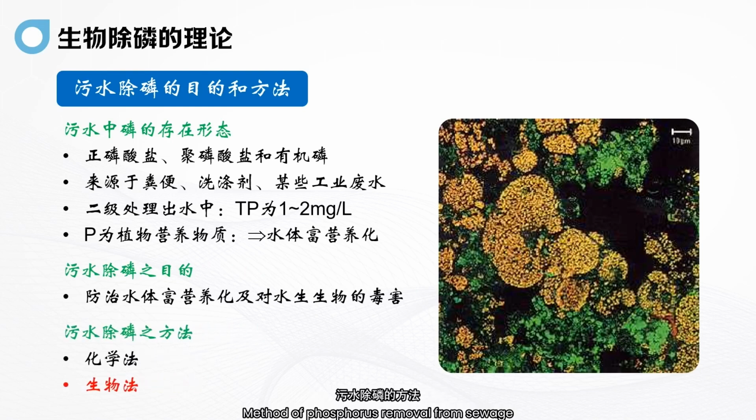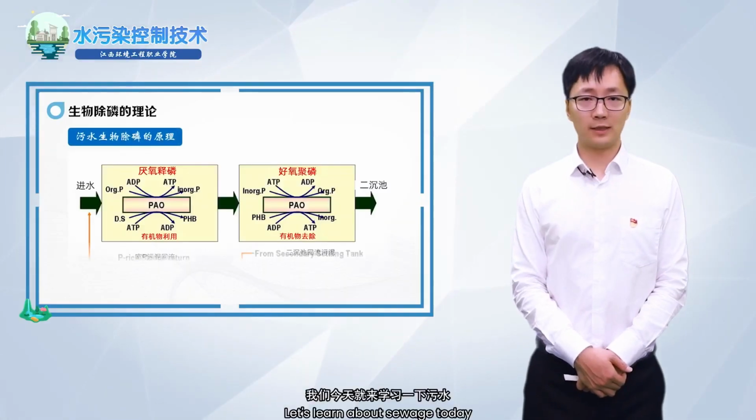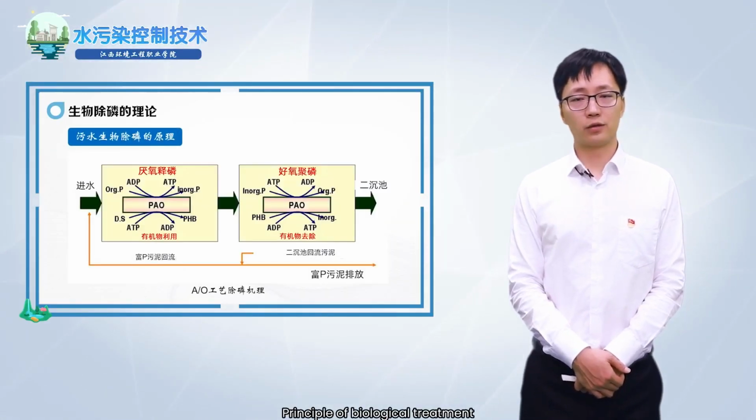Method of phosphorus removal from sewage. It can be divided into chemical method and biological method. Let's learn about the principle of biological treatment of sewage today.